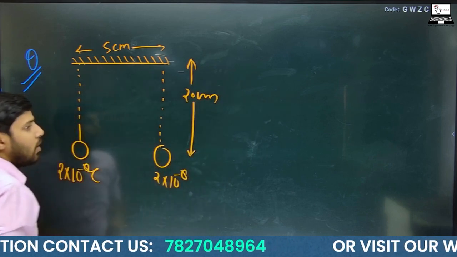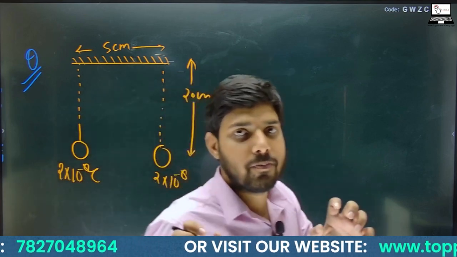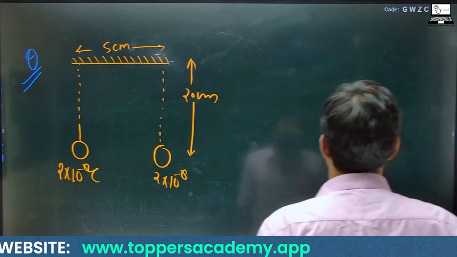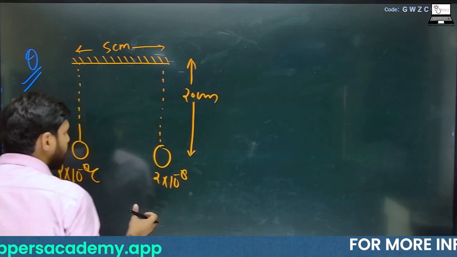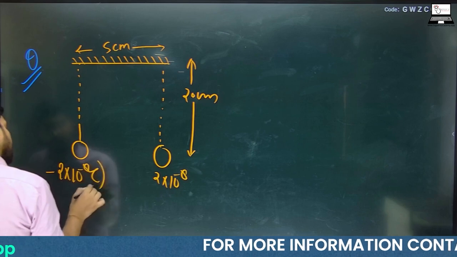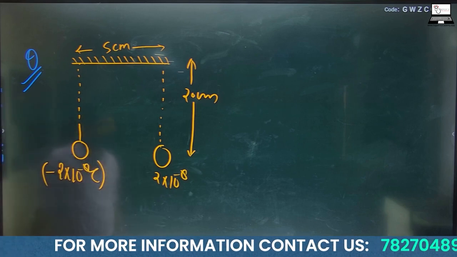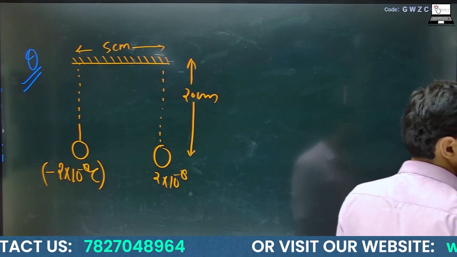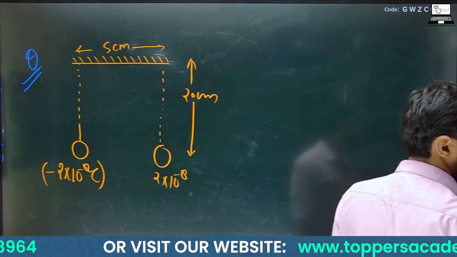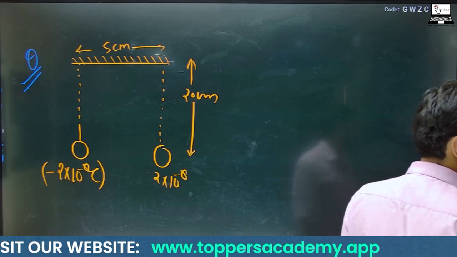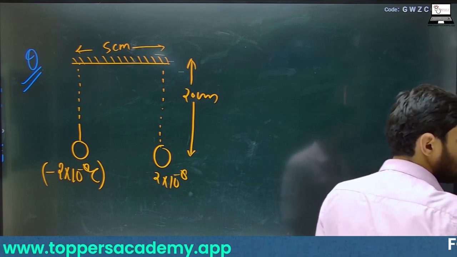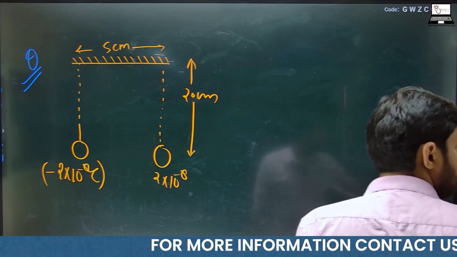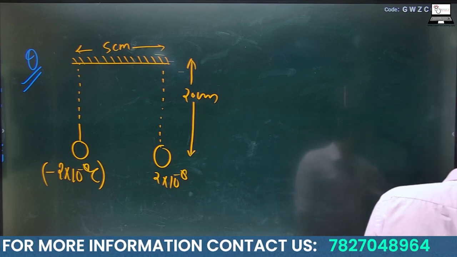So what happens here actually, we just release these two balls. And by releasing, what happened? They both get attracted toward each other. One of them is negative also. Clear? They both get attracted toward each other. And what is the mass of this ball? What is the mass of this ball? I think mass is even or not.